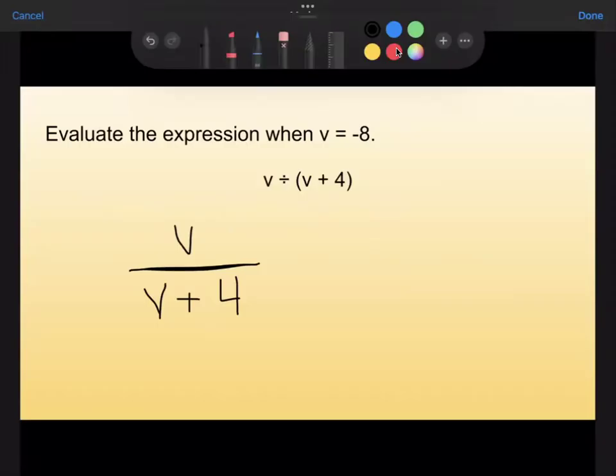So I'm going to go ahead and replace both v's with the negative 8, or the value we were given for v. So I'm going to take that top v and replace it with negative 8. Then I'm going to take that bottom v and replace it with negative 8.